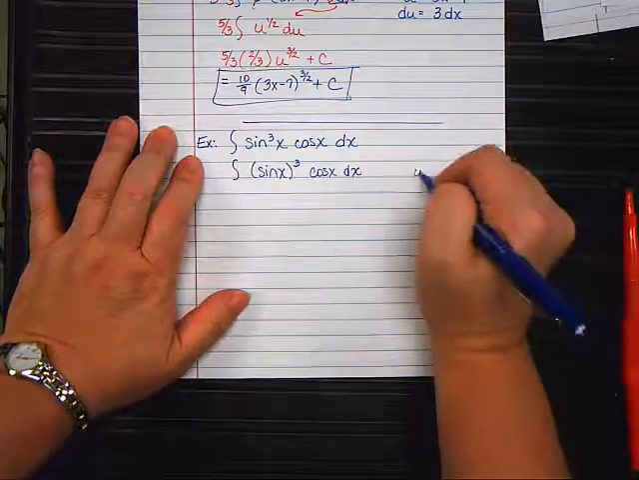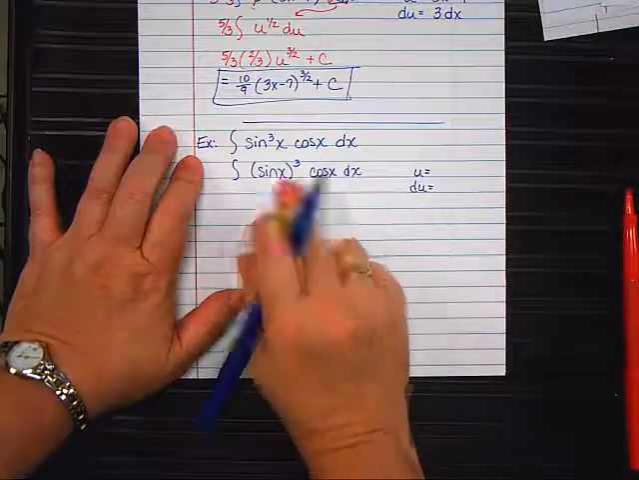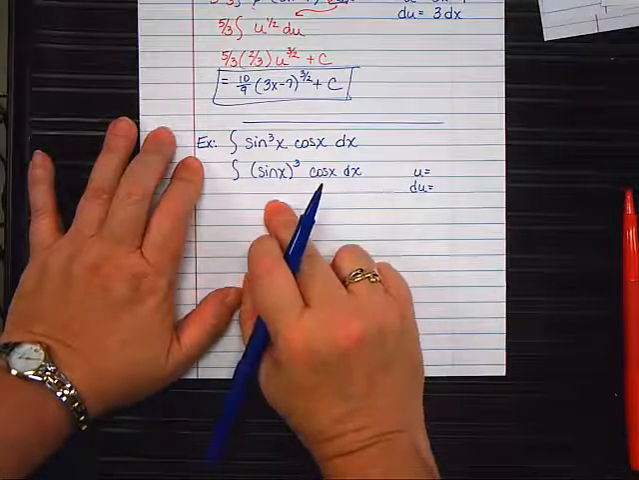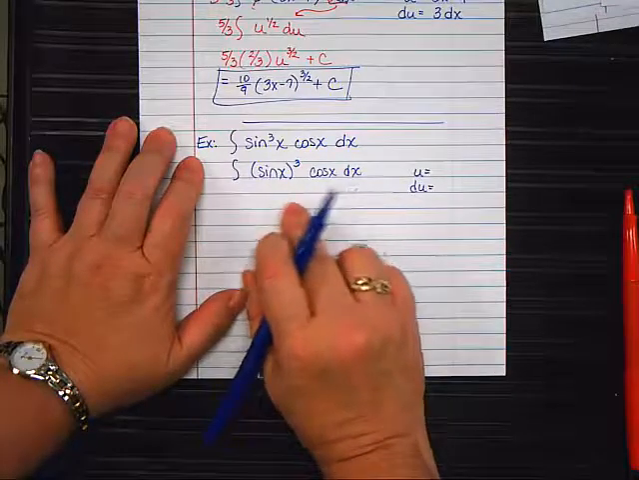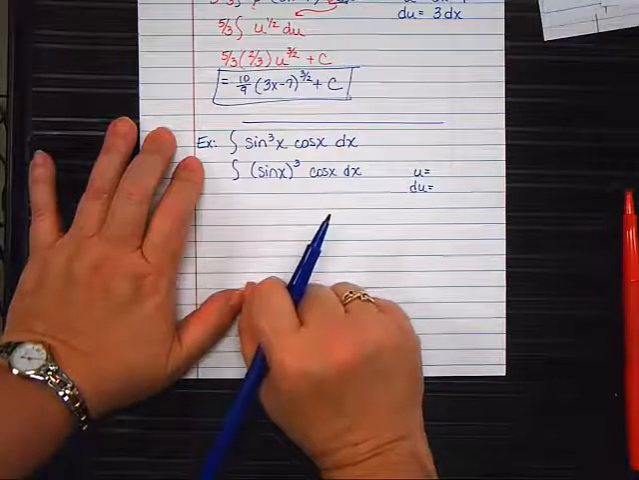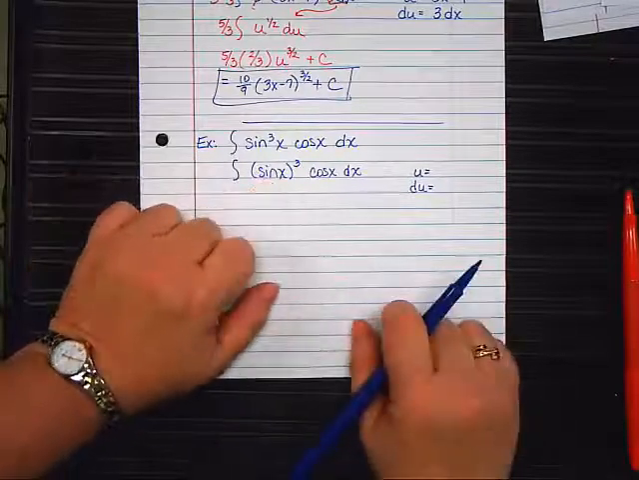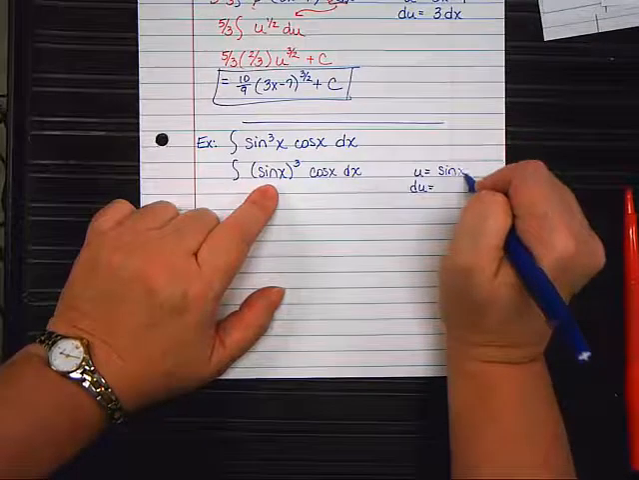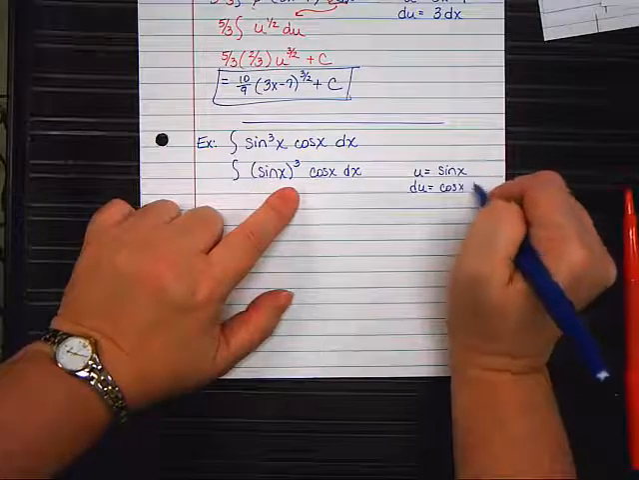Okay. Let me say what I just said one more time. In the instance when you have two trig functions, usually one is U and the other one is DU. And I happened to point to them showing you which one was which if you were paying attention. Which one do you think the U is? Cosine. Which one is the inner function? Which one's inside the other one? Sine is. So U is the sine. DU is cosine of x dx.